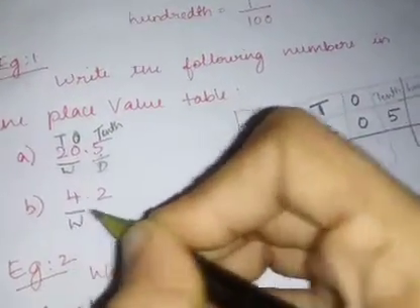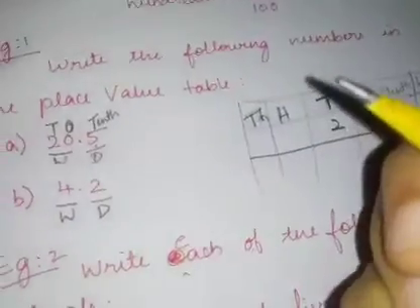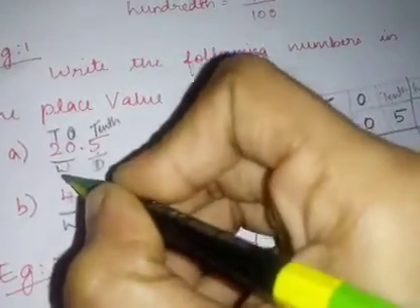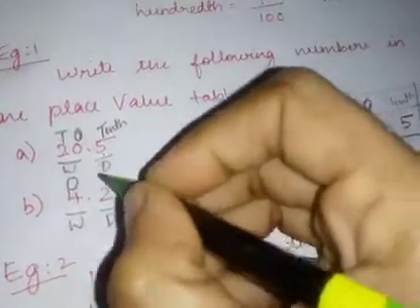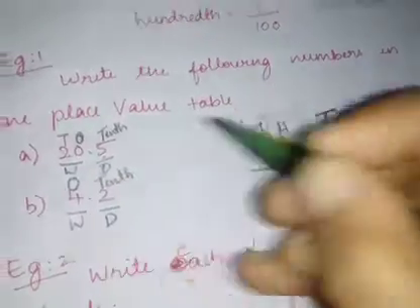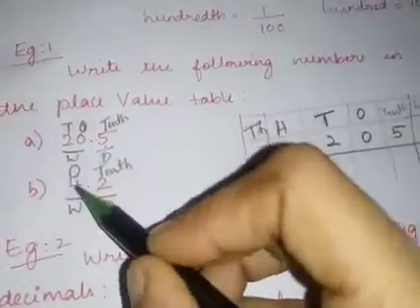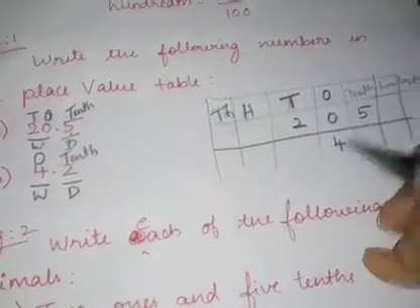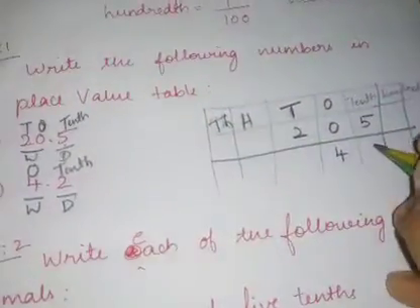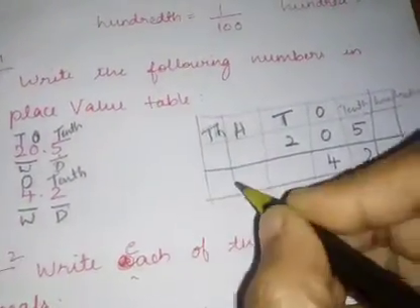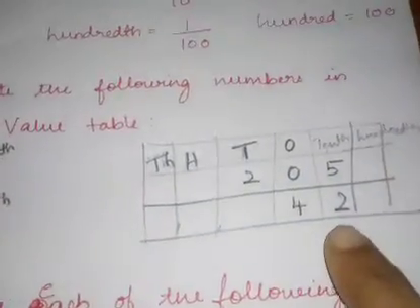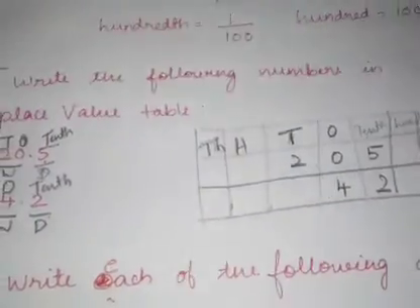Second problem. This is your whole part, this is your decimal part. So in this whole part, this one is ones. In the decimal part, this is your tenths. Okay, so in the ones place what will you put? 4. In the tenths place you will put 2. That's all. So this is how you will represent the number using this place value table.